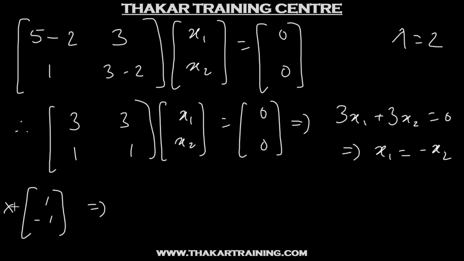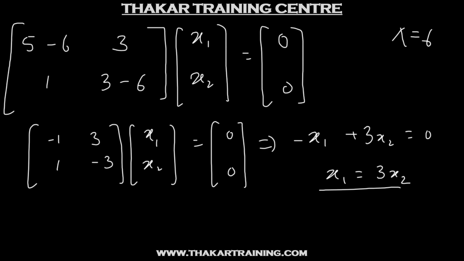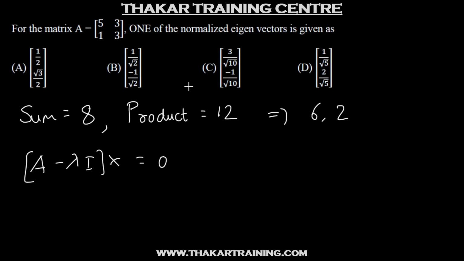Suppose this is x, then what is the magnitude of x? It is the root of 1 squared plus minus 1 squared, that is nothing but root 2. So the normalized form of the eigenvector will be 1 by root 2 and minus 1 by root 2. That is what they have done. In fact, I think all the options they have given are normalized vectors, but the correct option is option B. C was looking close, but had it been 3 and 1, the magnitude also turns out to be root of 10, so 3 and 1 would also be an answer, but that is not the case here. So the answer will be option B.